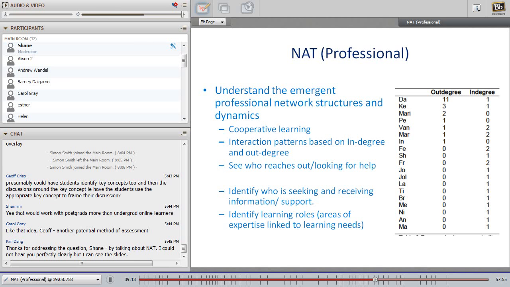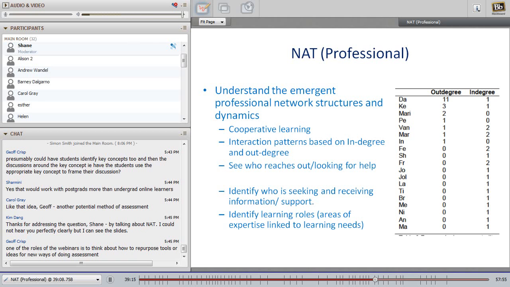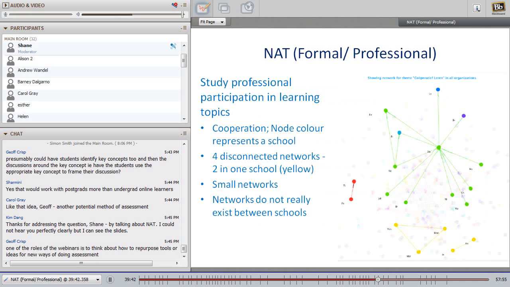So you can understand the network structures and dynamics that actually occur. Again, using cooperative learning, you can look at the interaction patterns based on in degree and out degree. So you can see who's reaching out and looking for help and who's responding. So you actually start to get notions of learning roles. Who are the experts or specialists in this area that can help out others in a network? Who might be experts in a particular area around cooperative learning, or in assessment processes for collaboration and so on? And who are the individuals, importantly, seeking help in that area that might require it?